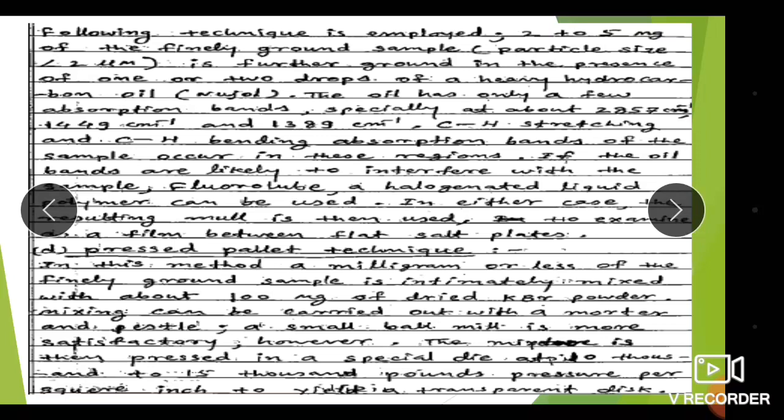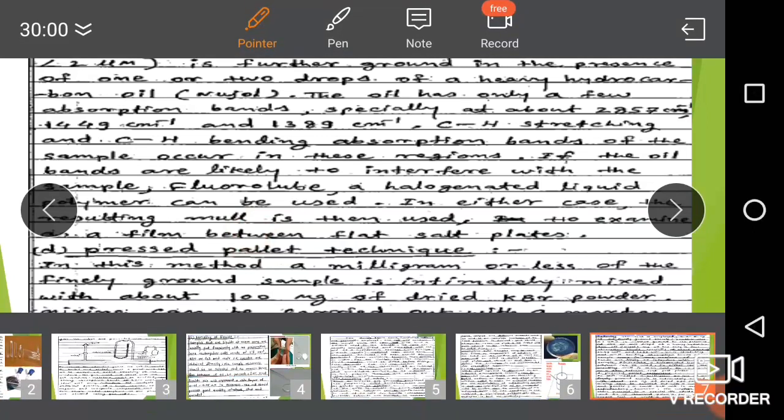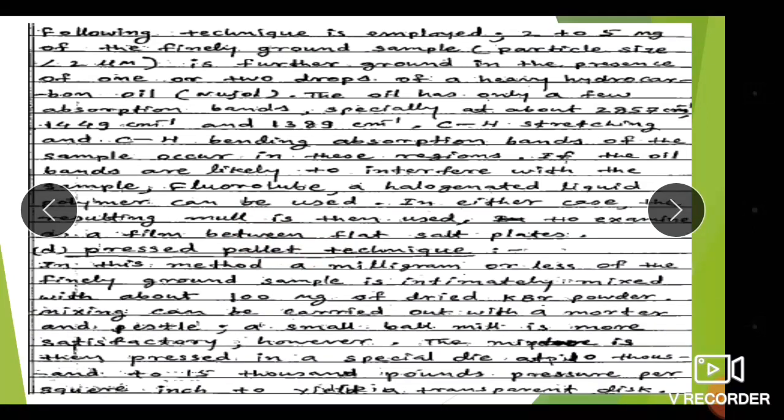The sample's absorption bands occur in these regions. If the oil bands are likely to interfere with the sample, Fluorolube, a halogenated liquid polymer, can be used. In either case, the resulting mull is then used to examine the film between flat salt plates.